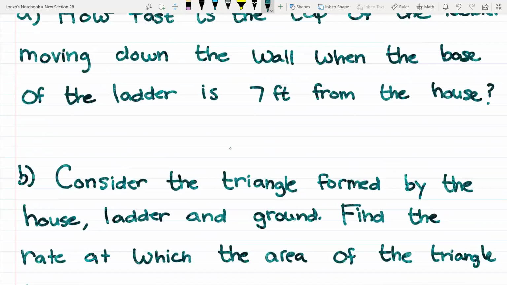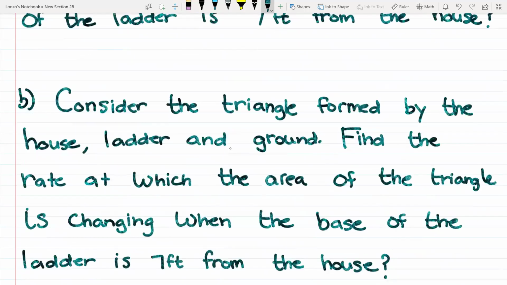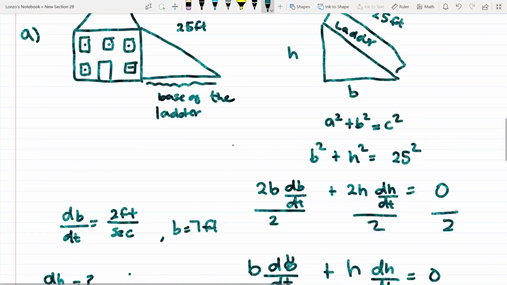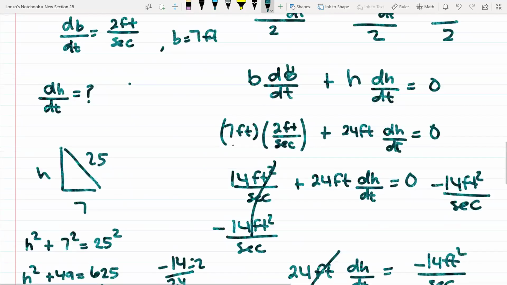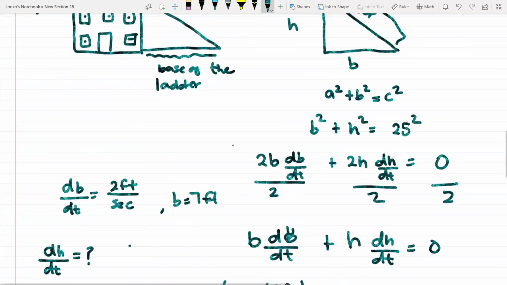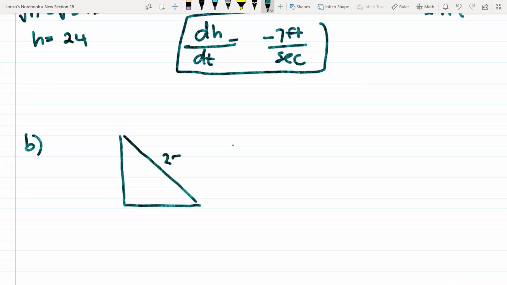Now part B says, consider the triangle formed by the house, ladder and ground. Find the rate at which the area of the triangle is changing when the base of the ladder is 7 feet from the house. So we can use the answers from the same problem. So let's go back to this right triangle right here. Part B. So we have that right triangle. This is 25, this is B, and then this is H.